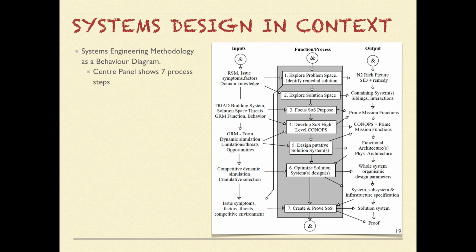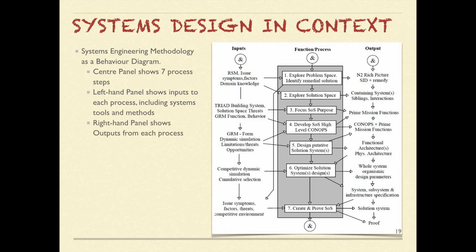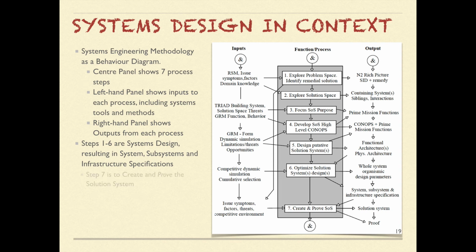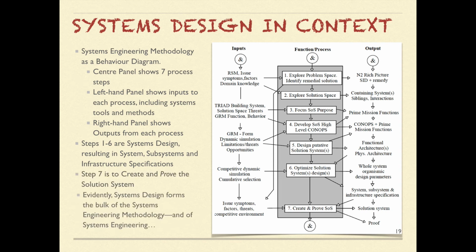System design in context again. This time, systems engineering is shown as part of a behaviour diagram. The centre panel shows 7 process steps. The left-hand panel shows inputs to each process, including system tools and methods. The right-hand panel shows outputs from each process. Steps 1 to 6 are system design, resulting in system, subsystems and infrastructure specs. Step 7 is to create and prove the solution system. Evidently, system design forms the bulk of the systems engineering methodology, and hence of systems engineering.